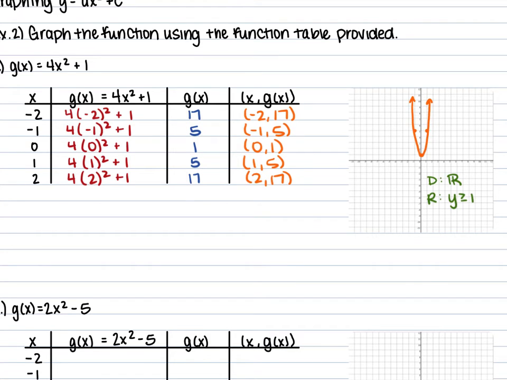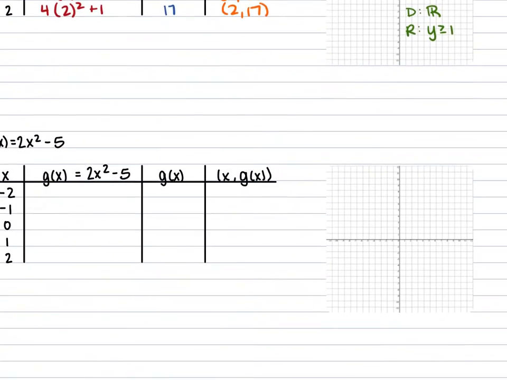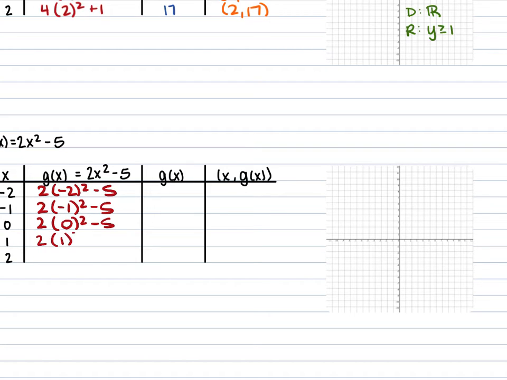For example B, we are given g of x is equal to 2x squared minus 5. So for this one, again, I'm going to use values of -2, -1, 0, 1, and 2. We're going to have 2 times -2 squared minus 5, 2 times -1 squared minus 5, 2 times 0 squared minus 5, 2 times 1 squared minus 5, and 2 times 2 squared minus 5.